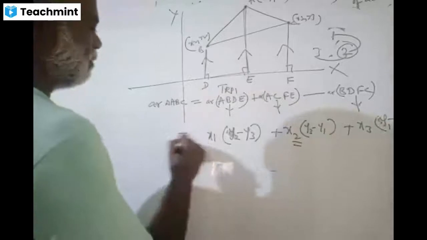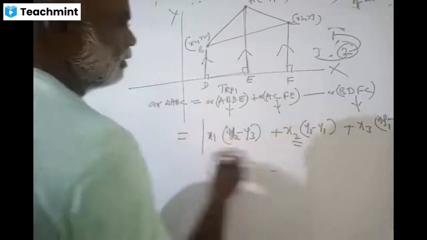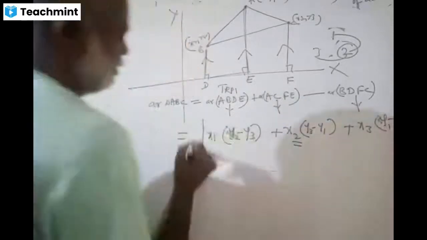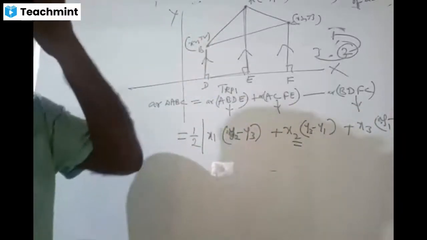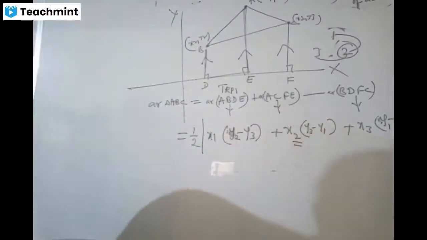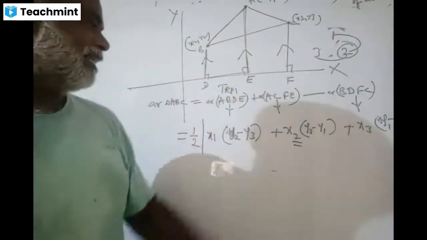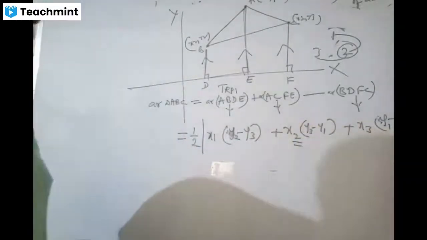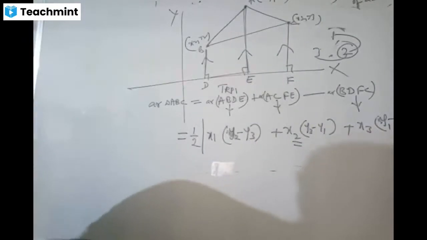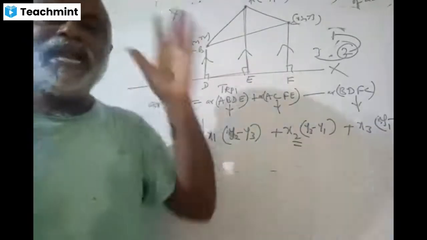And what is left out? What is the mistake I did here? Modulus. Half modulus. Half of x1 into y2 minus y3. Basically, we are doing base into height. Half into base into height.